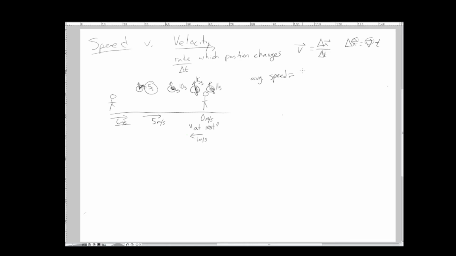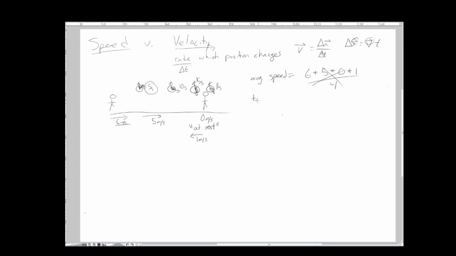So if we want to find the average speed of the person, some students may just add up the different speeds and divide by the total number of speeds, but that's not going to get us the right answer because we spend a different amount of time at each speed. So that's not going to work.